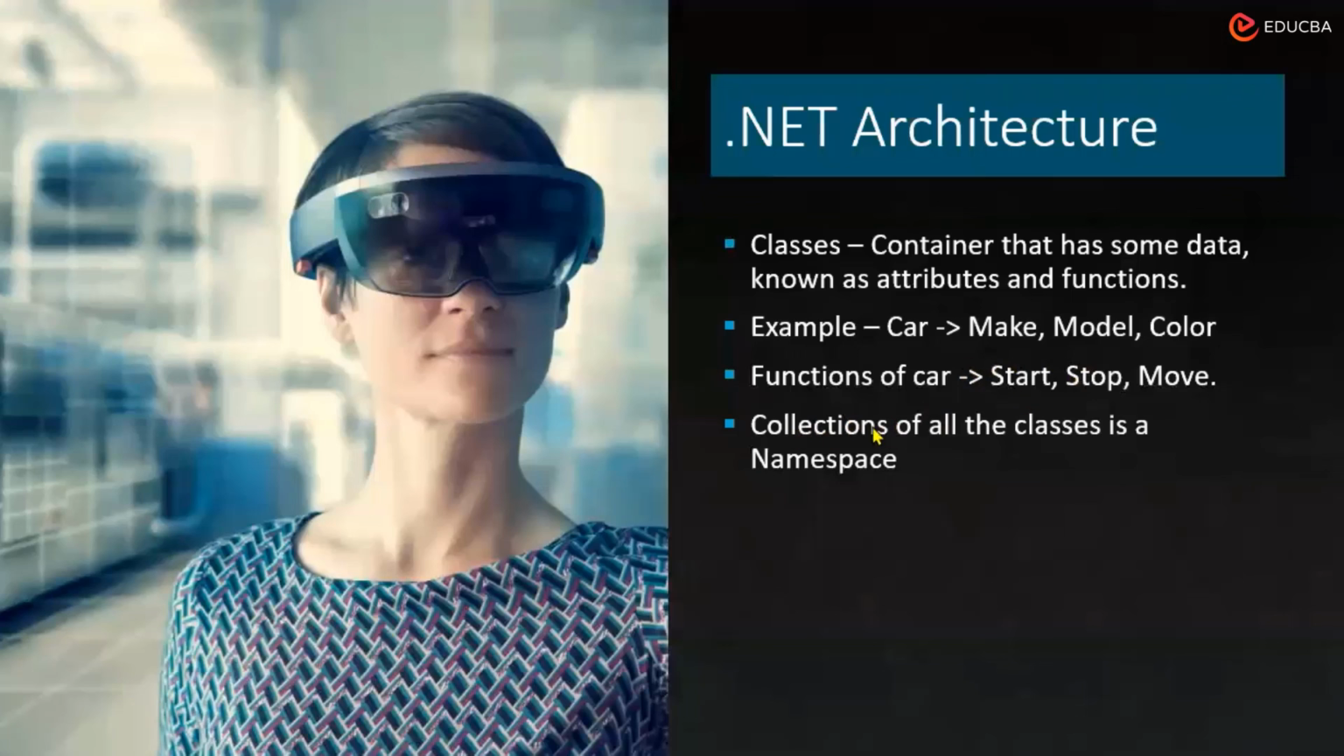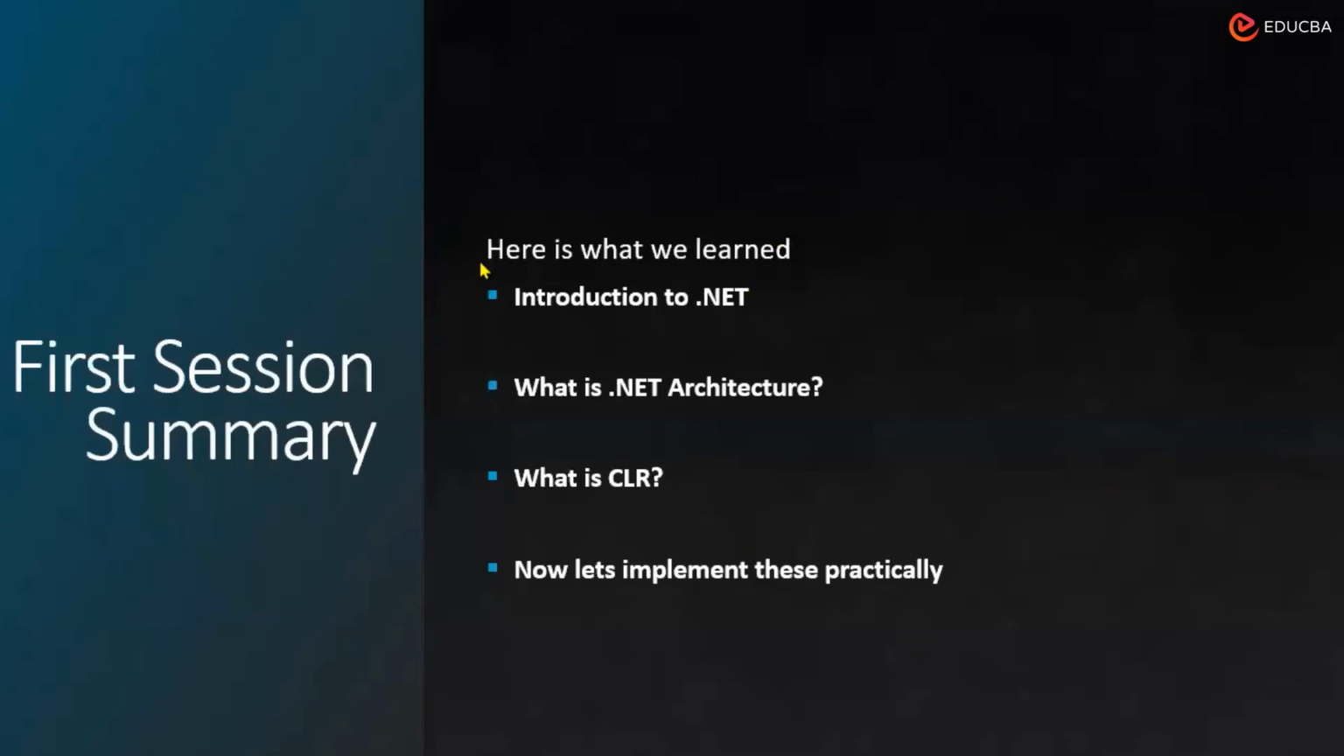All of these are nothing but a collection in a particular class, and a namespace is a collection of such classes. So we have a namespace, with multiple classes in a namespace, and in a class we have multiple attributes or multiple functions or methods. That's what the concept of .NET architecture is all about. Now, let's move ahead and understand what we are going to learn here. We have understood the architecture and how .NET programs get compiled. We have known what is CLR. Now let's implement this practically and see how we can create these applications.